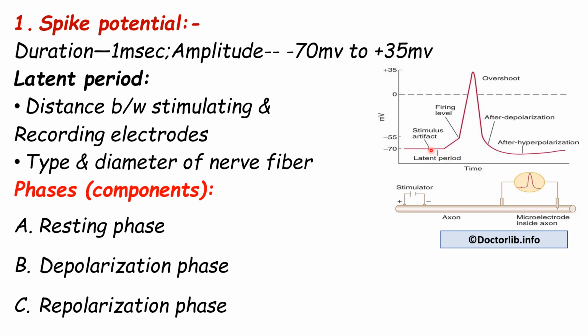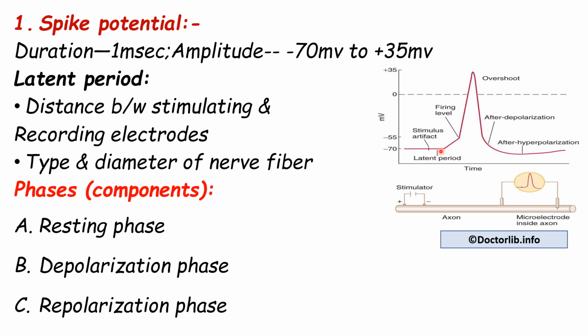So this was the latent period. We had applied a stimulus here and still no response is generated. The latent period depends upon the distance between the stimulating electrode and recording electrode, and the type and diameter of the nerve fiber. I'll not go into much detail here; while discussing the different tissues, nerve or muscle, you will come to know exactly what the different reasons for the latent period are, depending on the type of tissue. Here it depends upon the distance between the stimulating and recording electrodes and the type and diameter of the nerve fiber. That is, the thicker or larger the nerve, the more the conduction velocity, and obviously the latent period will be less.